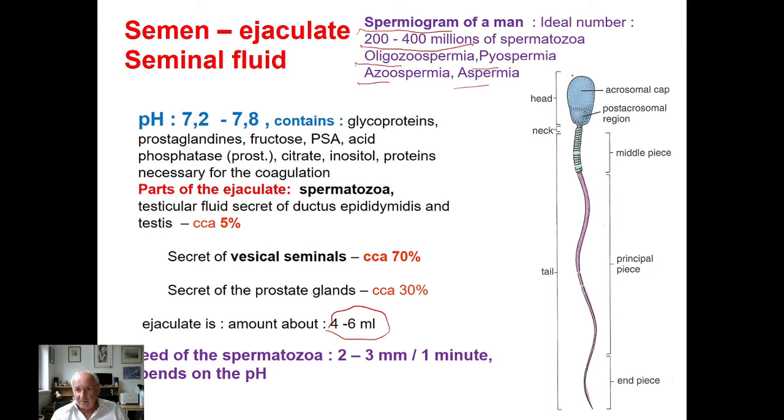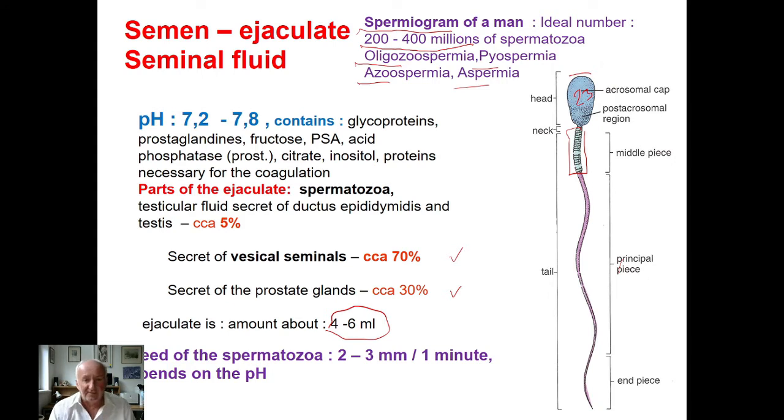Don't forget, from this point till the end of the tail, it is a 60 to 65 micrometers long cell. In the head, 23 chromosomes, each chromosome one chromatid. Here the mitochondria are accumulated. So, what is interesting on this? The ejaculate is the secret as a result of some glands, prostatic glands, seminal vesicles, and the testicular fluid from ductus epididymitis and testis with many spermatozoa.